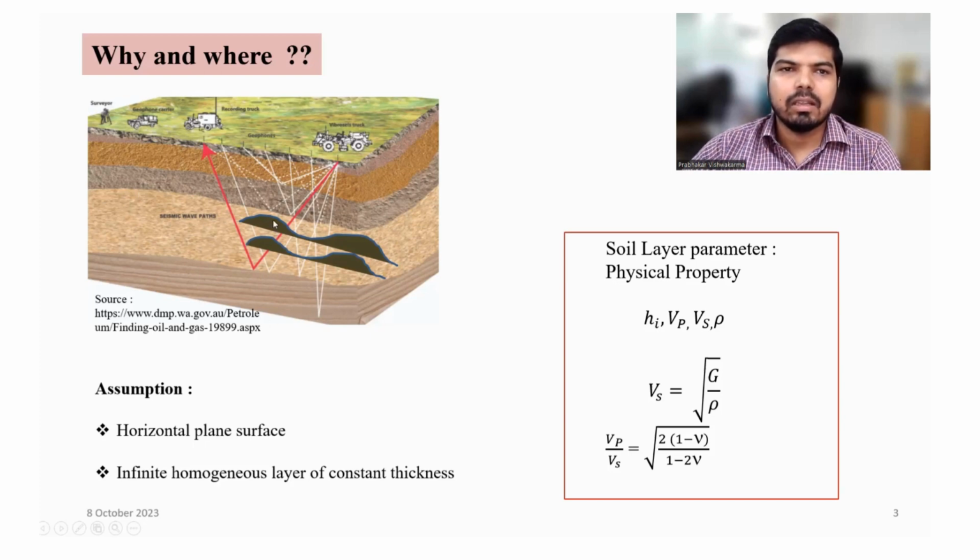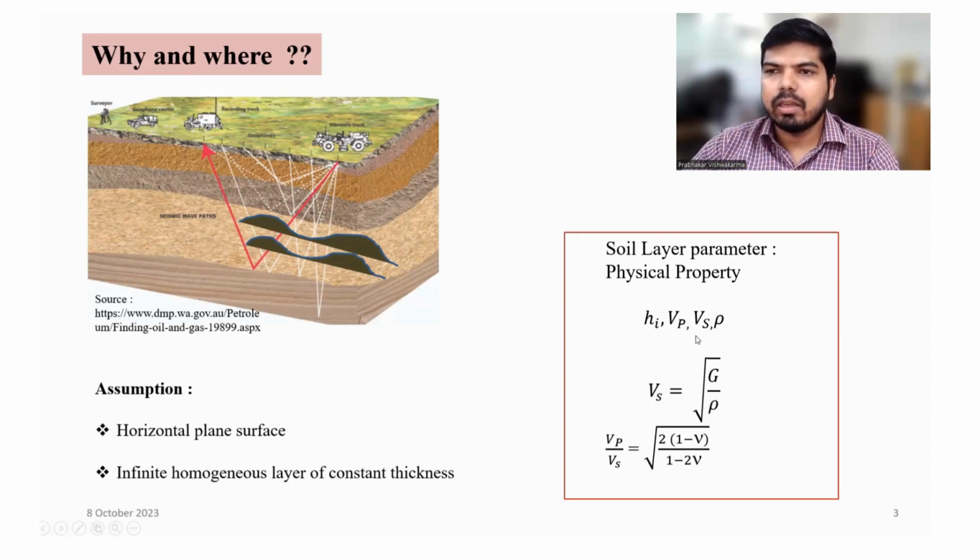There are two assumptions which are implemented with this technique. The first one is that the soil layer should be horizontal. So it should be a horizontal or plane surface, and the soil layer thickness should be constant throughout the depth. So if we have a certain number of soil layers, each should have some constant thickness along the depth.